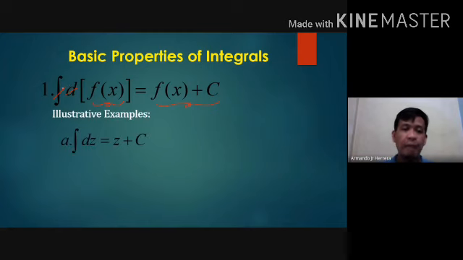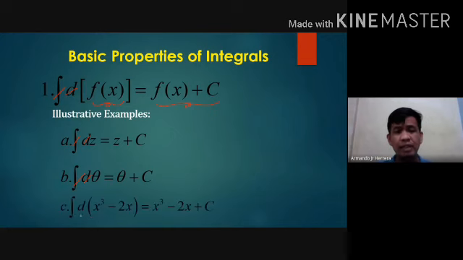So, here are the examples. So, integral of dz is equal to z plus c. So, again, basically, kina-cancel out lang natin ang integral and derivative. So, that is simply z plus c. So, for letter B, integral of d theta is equal to, of course, theta plus c. So, canceling integral and derivative. So, for letter C, integral of the derivative of the quantity x cubed minus 2x. So, again, integral and derivative cancels out, gives you x cubed minus 2x plus c.